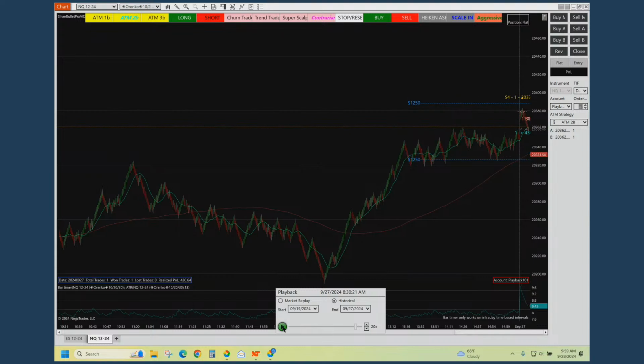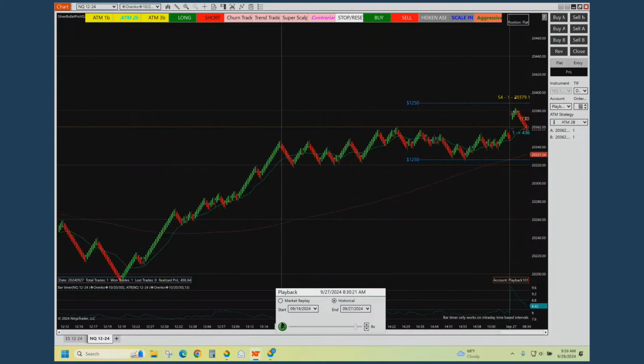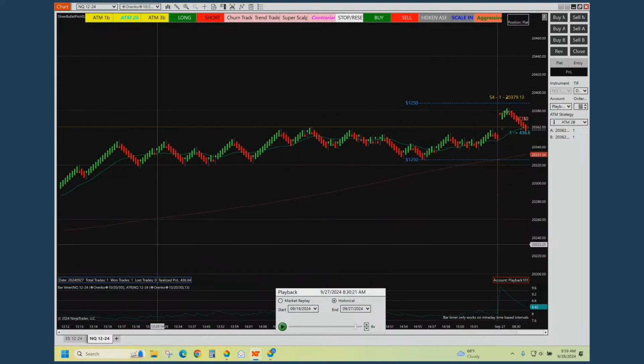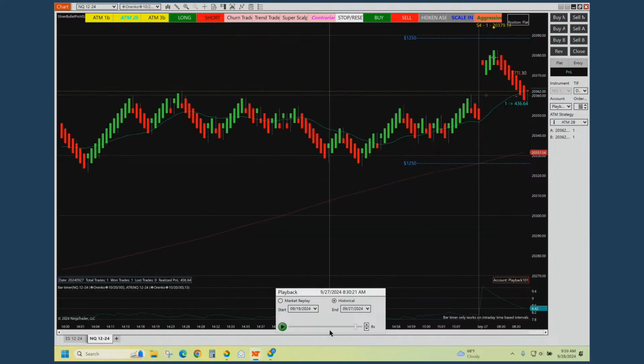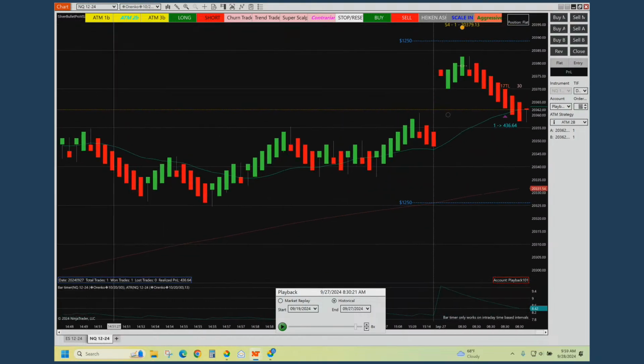So wow, the first trade itself was profitable, $436. So here, let me make everything bigger. So first trade was profitable. It took contrarian short trade and made $436 within seconds. So in 20 seconds or less, it made that profit.